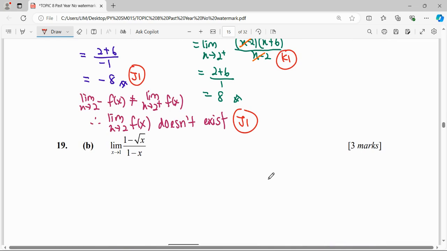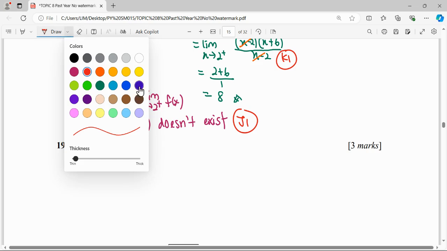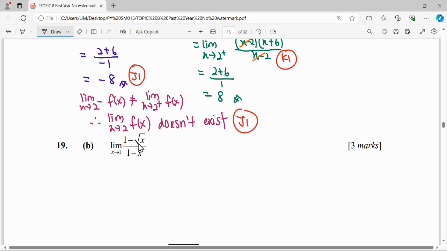Then we continue with part B. The limit for this function as x approaches 1. We look at our function here. It is a one-piece function, not a piecewise function, so we can evaluate it directly. When we substitute 1 into the function, we notice that it is also the indeterminate form 0 over 0. To simplify 0 over 0 for a function involving a square root, we multiply by its conjugate, where the conjugate of 1 minus root x is 1 plus root x.